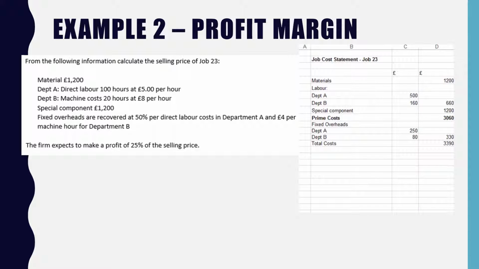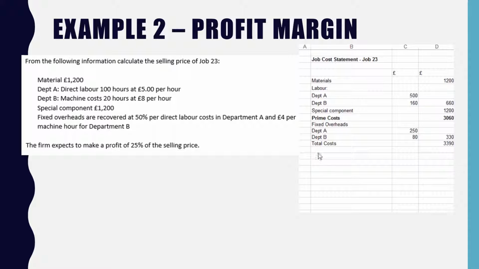Okay, so this time I've put in the materials, 1,200. I've calculated my labour at 100 hours at £5 and 20 machine hours at £8, and I've added in my special components. So my prime costs are 3,060. I've worked out my fixed overheads. Department A was 50% of the labour from Department A, so that's £250, and Department B was £4 per machine hour, so there were 20 machine hours, so it's £4 times 20.